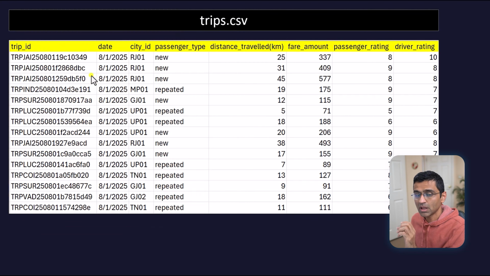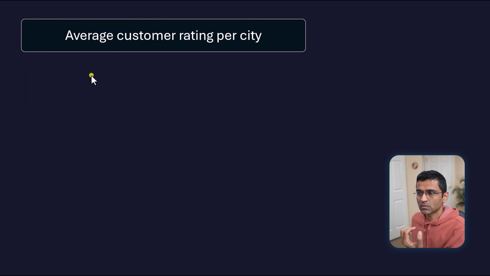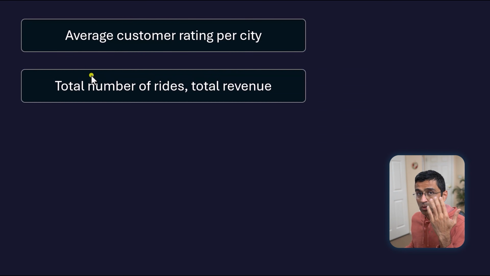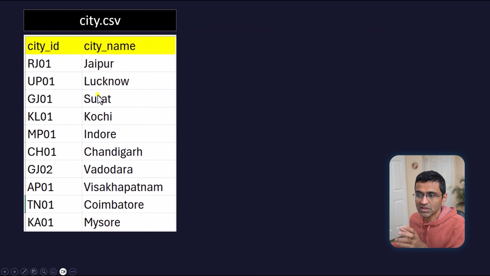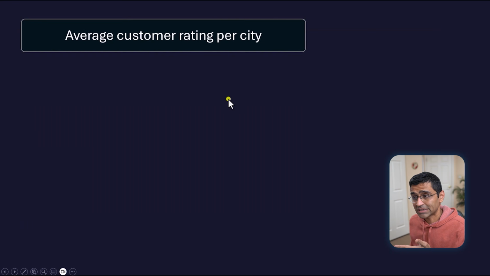This is our dimension table, and the management of this company wants to know what is the average customer rating per city, what are the total number of rides, and what is the total revenue. They also want to know the region wise analytics. This is their main area of interest, and when I say region, each of these cities are regions basically. So let's say there is a region manager or a city manager who is handling the city of Surat. They want to know, okay, how the analytics look like. What is my average passenger rating, driver rating, what is my total revenue in that particular city, and so on.